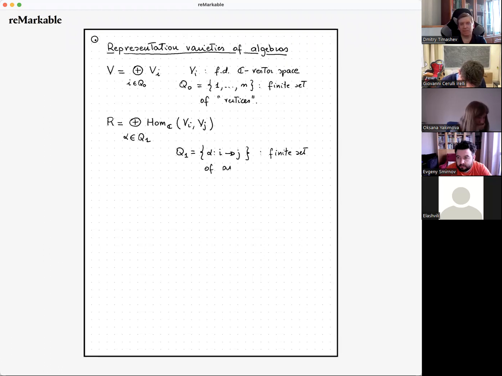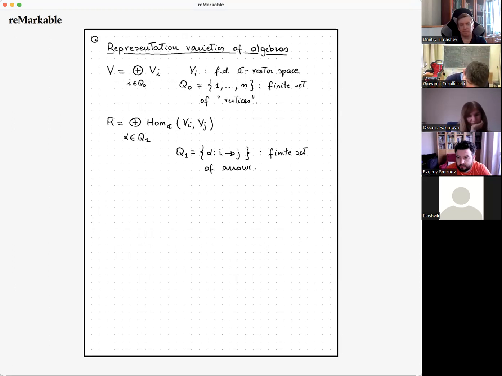Do you allow loops? I allow loops. Yes, why not. At the moment, what I insist on is that these are finite direct sums of finite dimensional vector spaces.